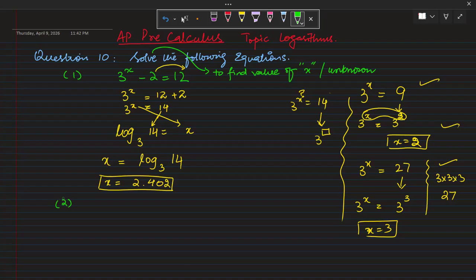Now let's do part two of question number 10. Part two of question number 10 is going to be 3 to the power 1 minus x, right? Equals 2. Clear? Now I want to find out the value of x.